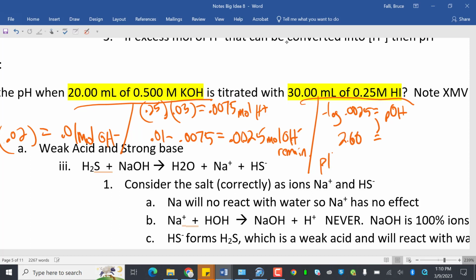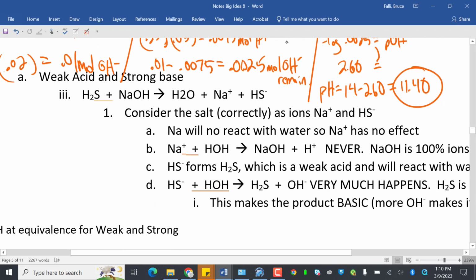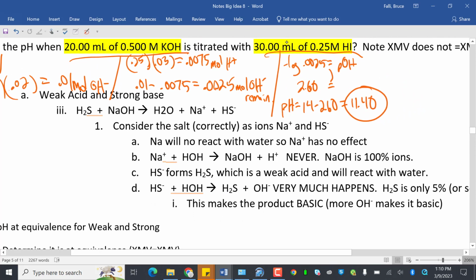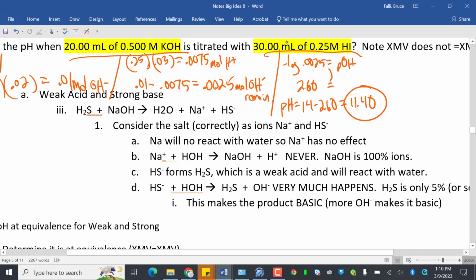So then pH equals 14 minus 2.60, which would be 11.40. So that's a basic pH when I've got excess hydroxide. All right, weak acid, strong base. So weak acid, strong base. When I look at this, H2S, weak acid, strong base, there you go.